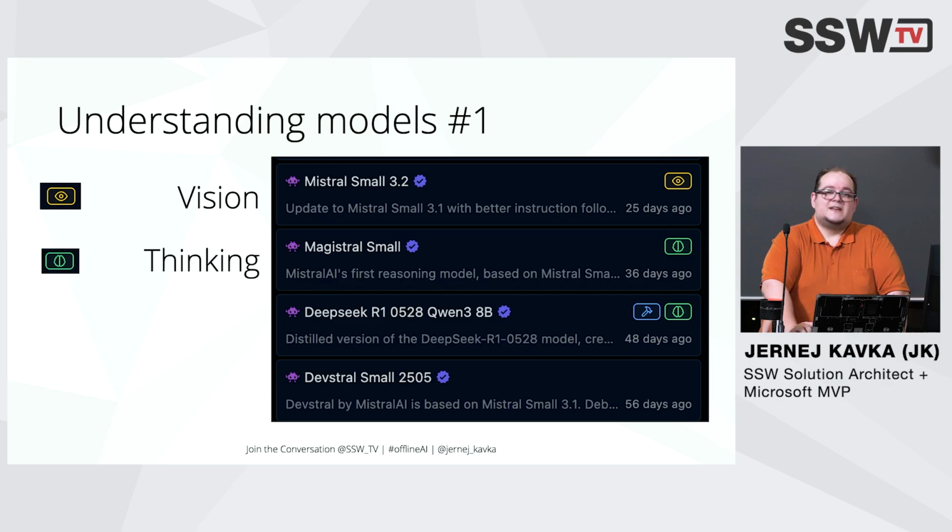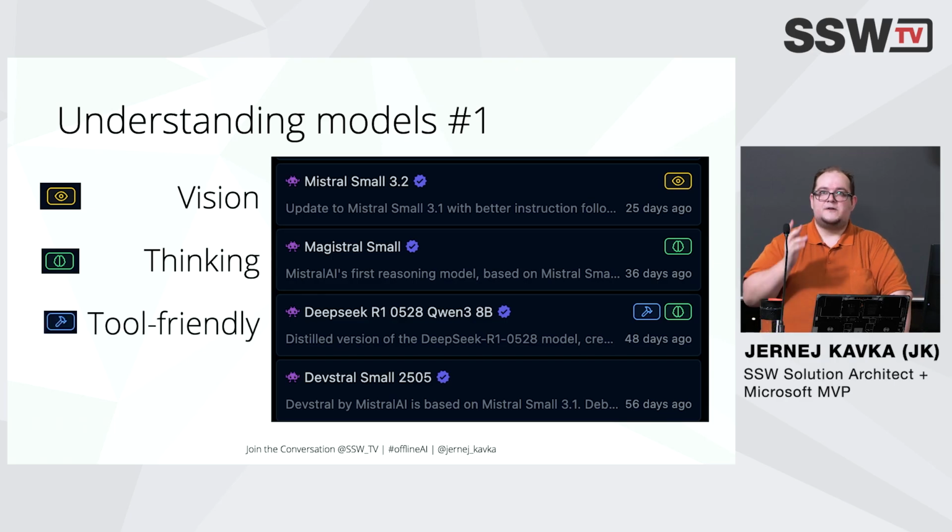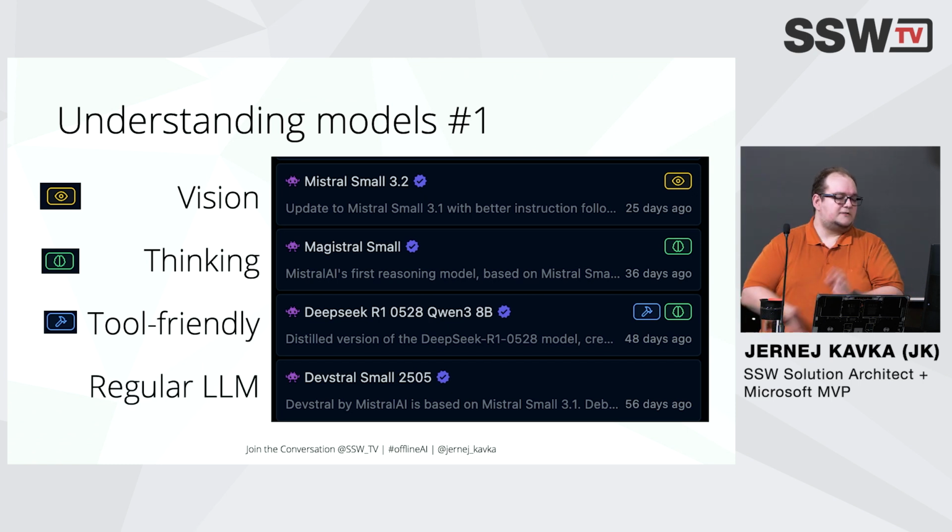Then we have thinking. That tells you whether it's a reasoning model or not. It doesn't tell you if it's smart, only if it can think. Then we have tool-friendly, which a year ago meant something completely different, but now it generally means that it can use MCPs. Back in the day, it meant that if you have an XML that says, hey, try to call that function, it was able to do that. But nowadays, it's more for MCPs. And then we have the good old regular LLMs. It has no icons.